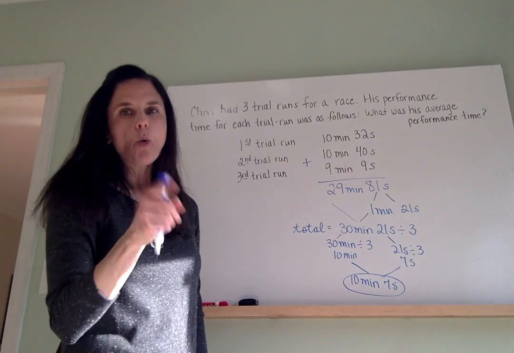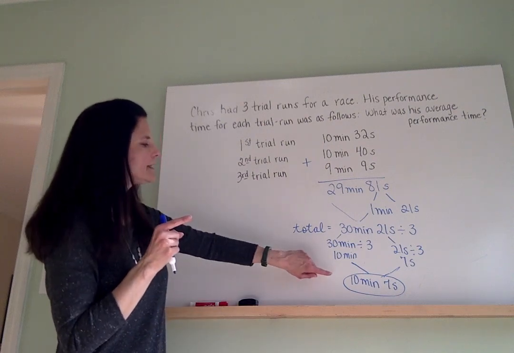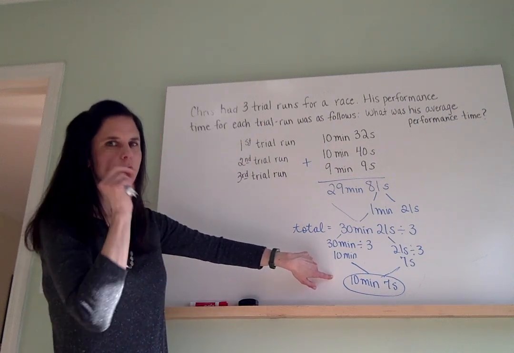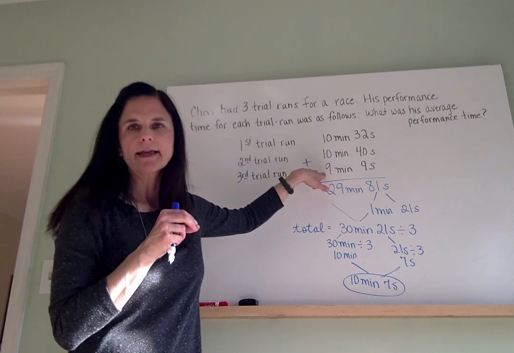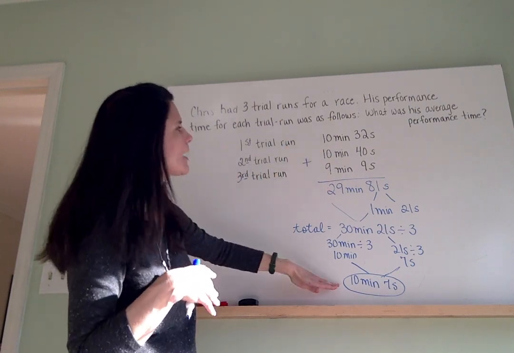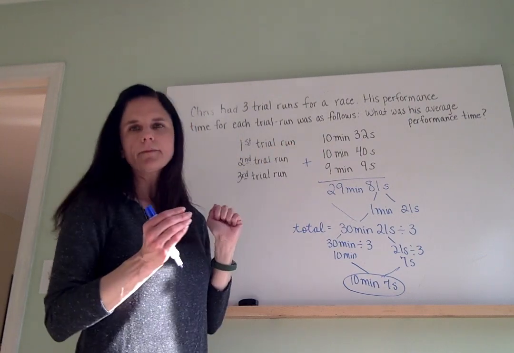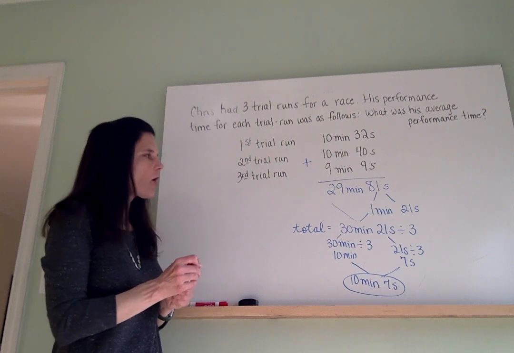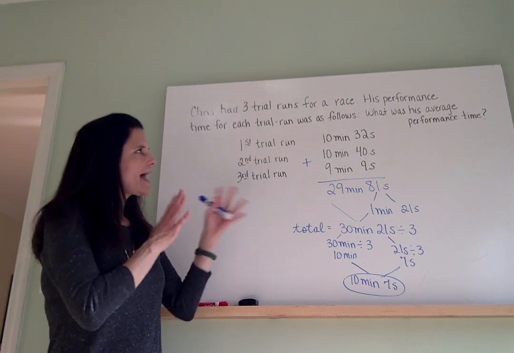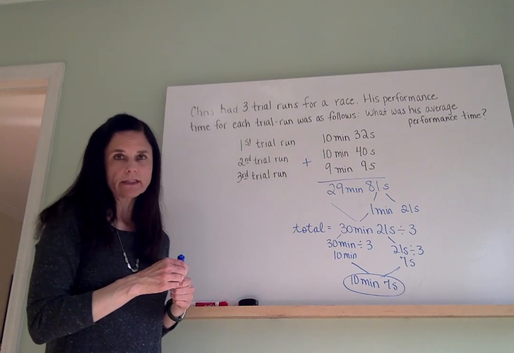Now, I'm also going to always go back and check my answer to make sure it's reasonable. So 10 minutes, 7 seconds cannot be any less than the lowest amount. The lowest amount is 9 minutes, 9 seconds. It's not less. Good. It can't be any greater than the highest amount, which was 10 minutes, 40 seconds. It is not. So therefore, that is a reasonable answer. All right, so that's another example of multiplying and dividing in compound units.